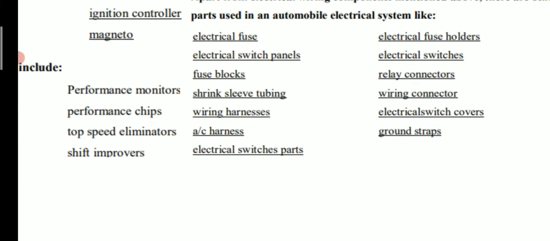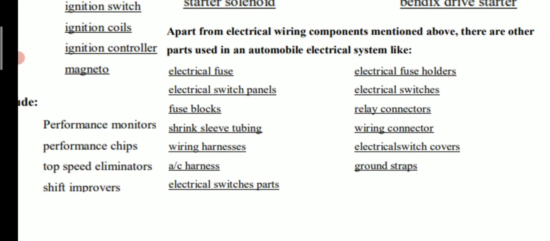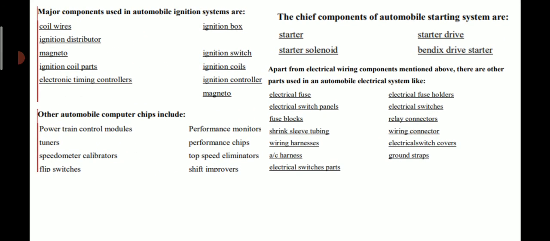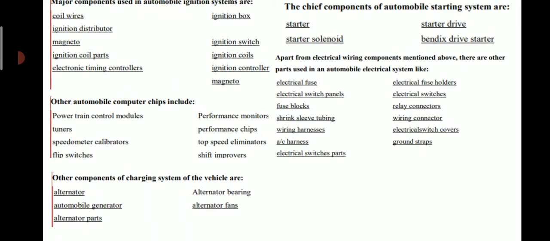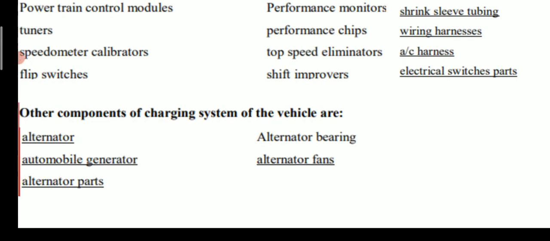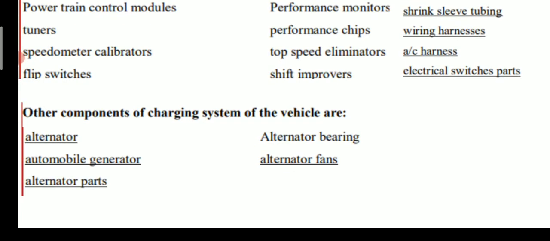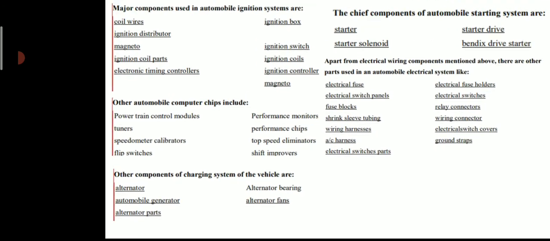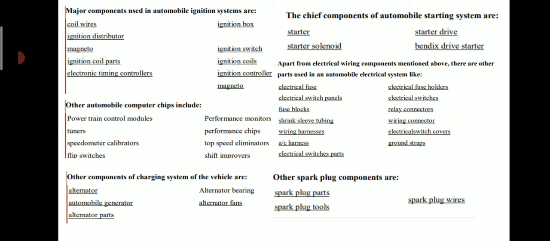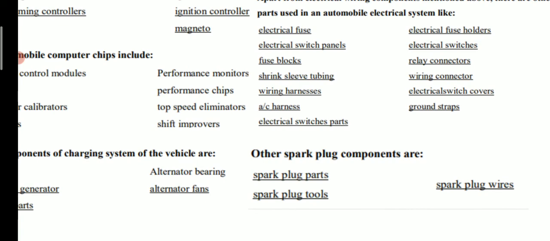After that, apart from electrical wiring components mentioned here, there are other parts used in automobile electrical system like electrical fuse, fuse blocks, AC harness, relay connectors, electrical switches, electrical fuse holders. So, a lot of components are used. Again, here you can see alternator bearing, alternator parts. These are nothing but electrical components. Other spark plug components are here. You can see spark plug parts, spark plug tools, spark plug wires.